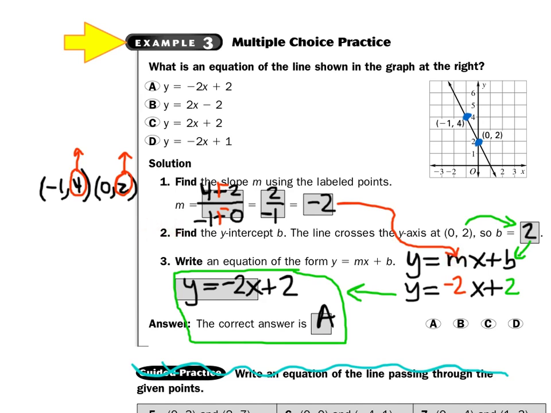Now, the second thing I did is I just found the y-intercept. It's the line that crosses the y-axis at (0, 2). So take a look right here. I find the y-axis, and I see it touches the y-axis at (0, 2). So 2 is my y-intercept. So I put that in for b. So I just wrote y equals negative 2, that was the slope, x plus 2, the y-intercept. And so I know that equation is the equation of the line, which matches choice A.